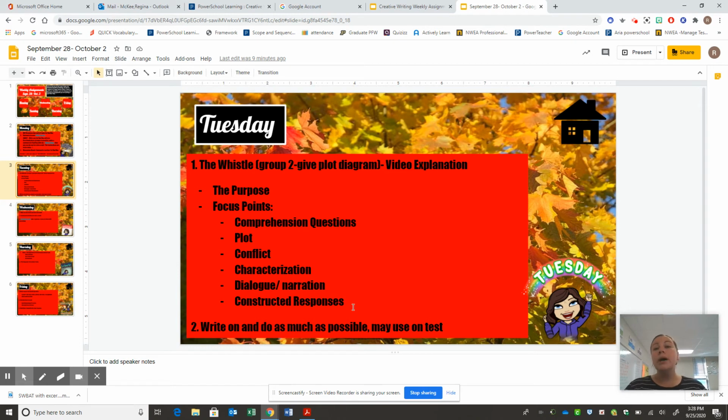You want to also know how to do constructive responses because on your Unit 1 test, you will definitely have a constructive response or more than that of a question about The Whistle. So, constructive responses using that ACE format: answer, cite, and explain. Like it says here, write on and do as much as possible that you want on your PDF because you can use that on your test. Okay. No one's trying to trick you. We're going to use as much time as possible to prepare.